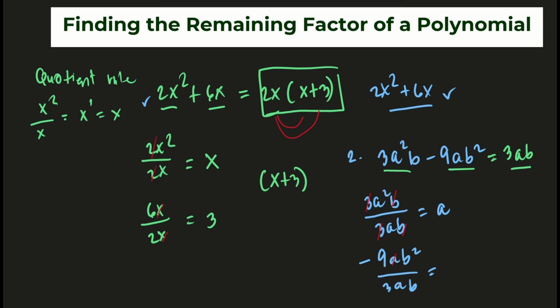Now, cancel out a. And then, what is negative 9 divided by 3? That will give you negative 3. And then, b squared divided by b is simply b. Combining the quotients, we have a minus 3b. And to complete the factorization of 3a squared b minus 9ab squared, that is simply 3ab times a minus 3b. Okay?